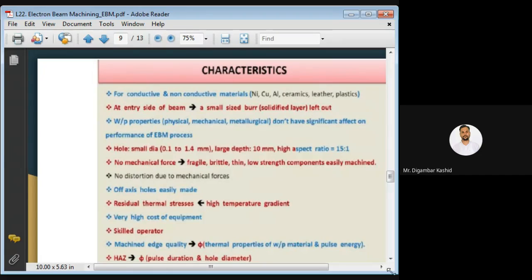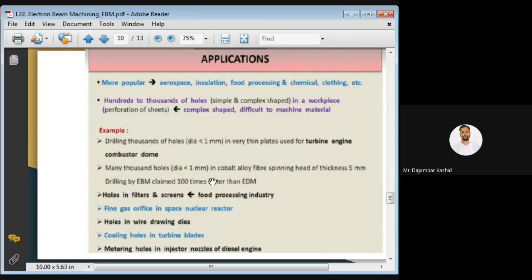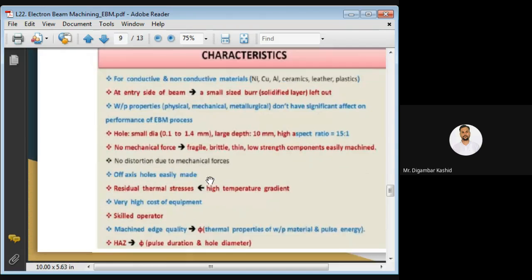Then, again important, there is a very high cost of equipment. Then we require a skilled operator. Then the machining edge quality.